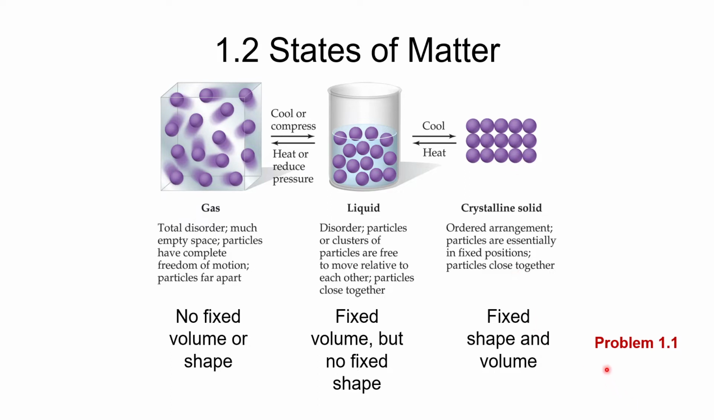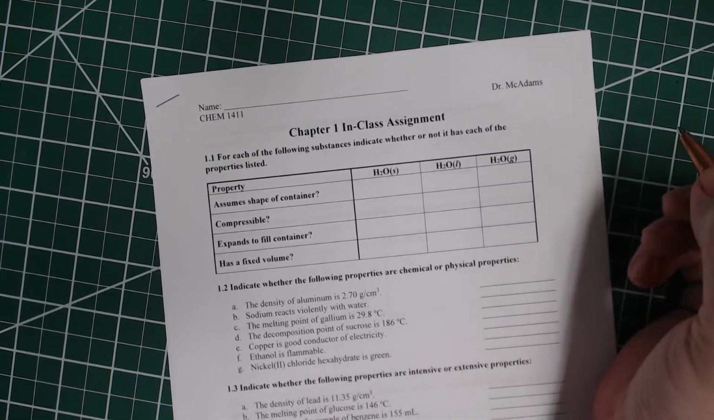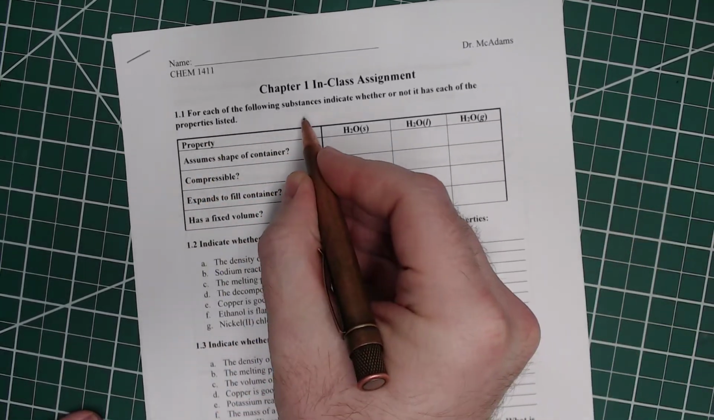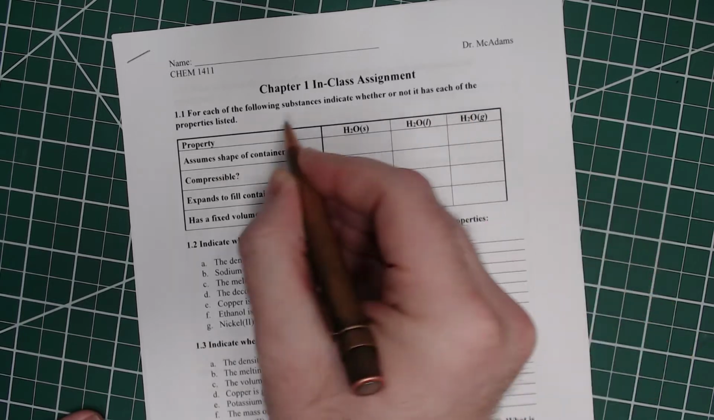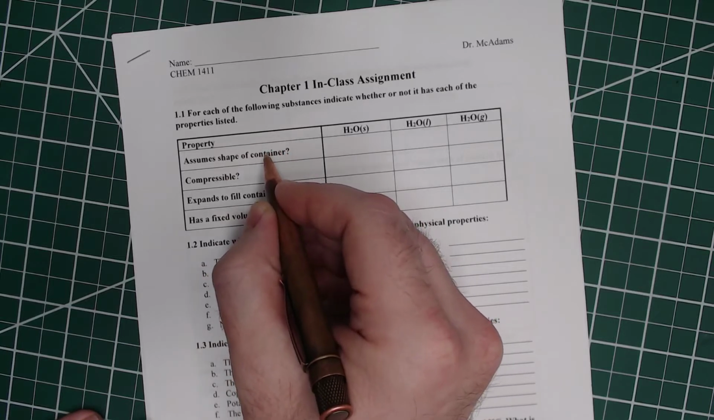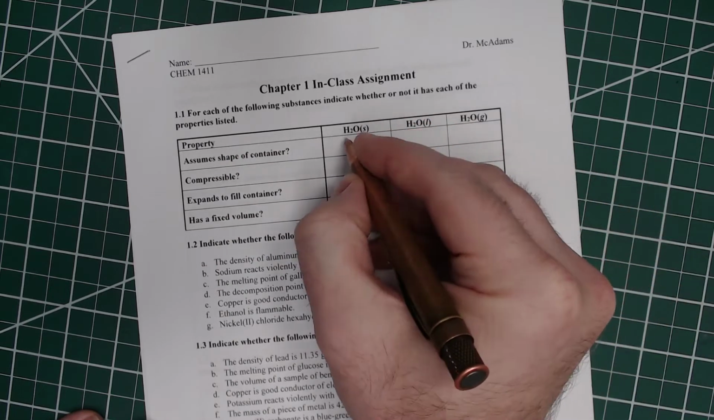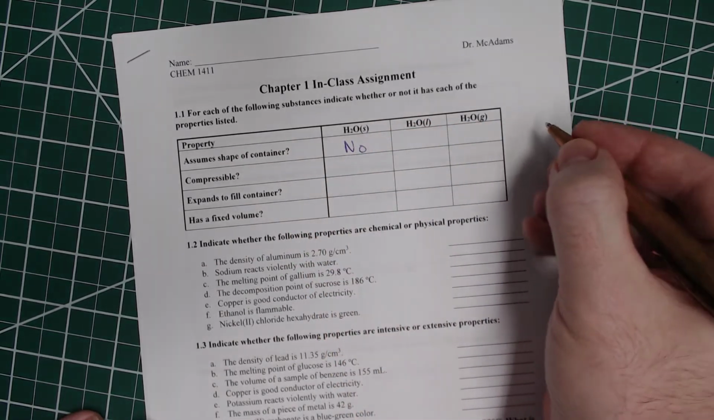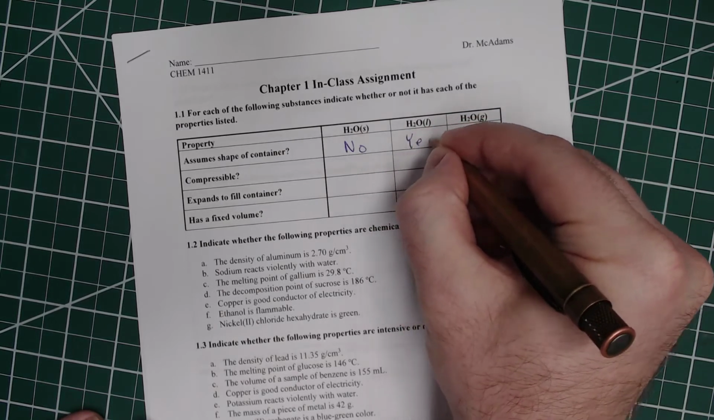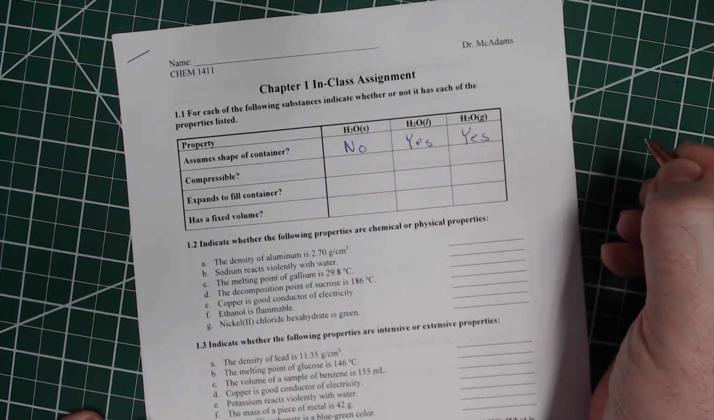So we want to go over to the in-class assignment number 1 on chapter 1, and we'll go over to my document camera here. And we'll just go through each of these. So for each of the following substances, indicate whether or not it has each of the properties listed. Assumes the shape of its container. Well, we know things that assume the shape of their container are going to be gases and liquids. So solids, no, does not assume the shape of its container. But liquids, yes, will assume the shape. And gases will also assume the shape of their container.